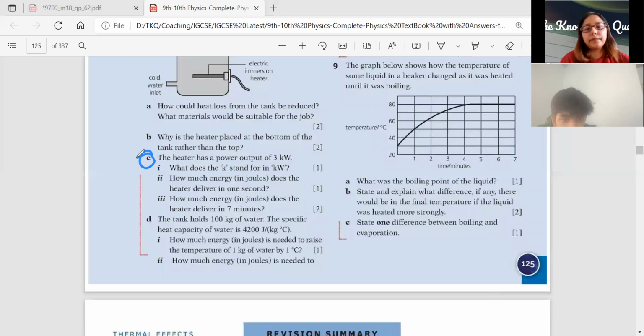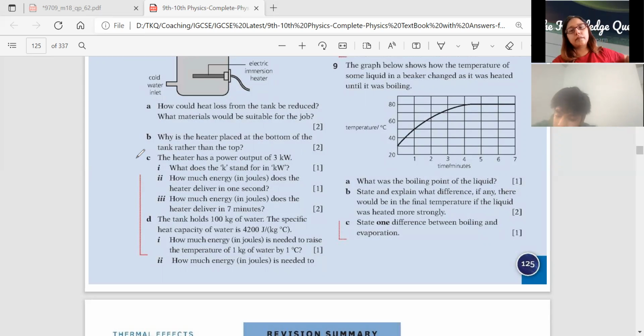Okay, it has a power output of 3 kilowatts. What does the K stand for? Kilo. How much energy in joules does the heater deliver in 1 second? 3000 joules. How much energy in joules does the heater deliver in 7 minutes?